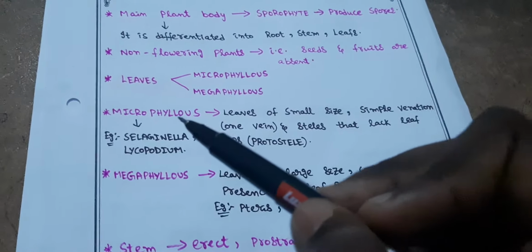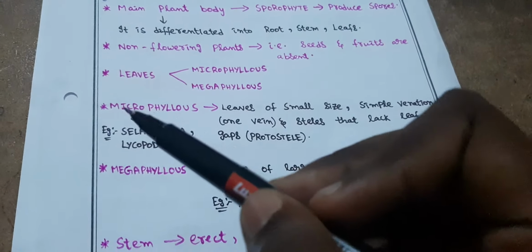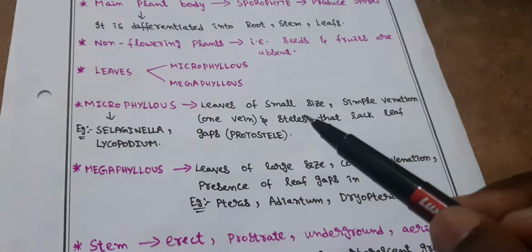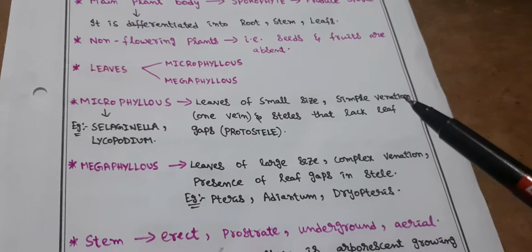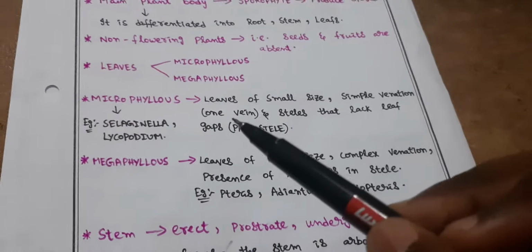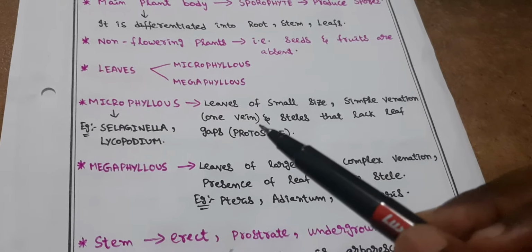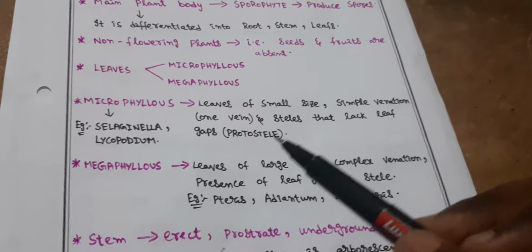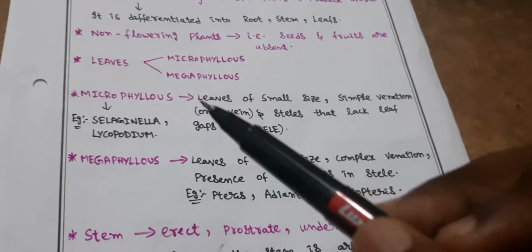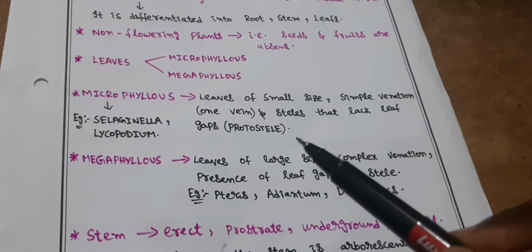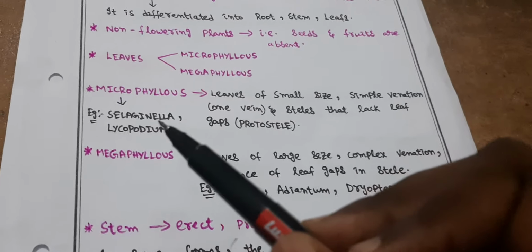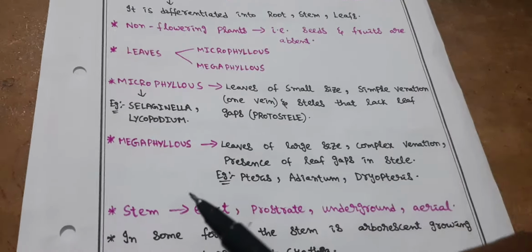Microphyllous. What is microphyllous? Look at the terminology here. Micro means small. That means leaves of small size. And simple venation. Simple venation means only one vein is present. And steles that lack leaf gaps. That means protostele is present in microphyllous leaves. Leaf gaps are absent in protostele. Examples of microphyllous leaves are Selaginella and Lycopodium.